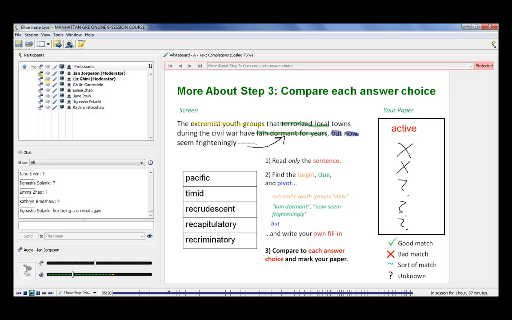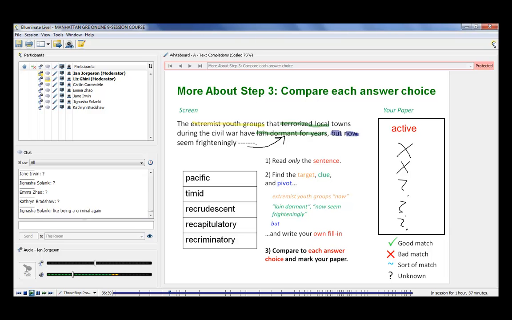Okay, let's pause here for a second. It doesn't actually mean being a criminal again, although it sounds like it should be. If it meant that, it probably would be the answer.